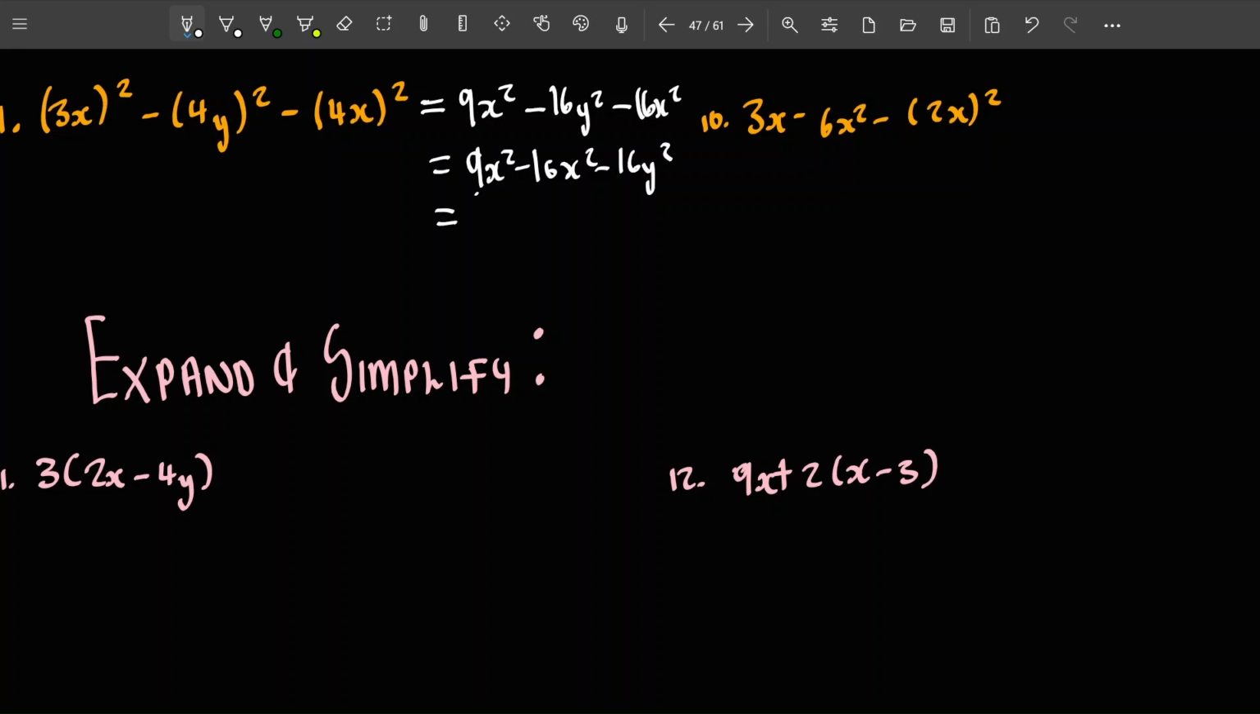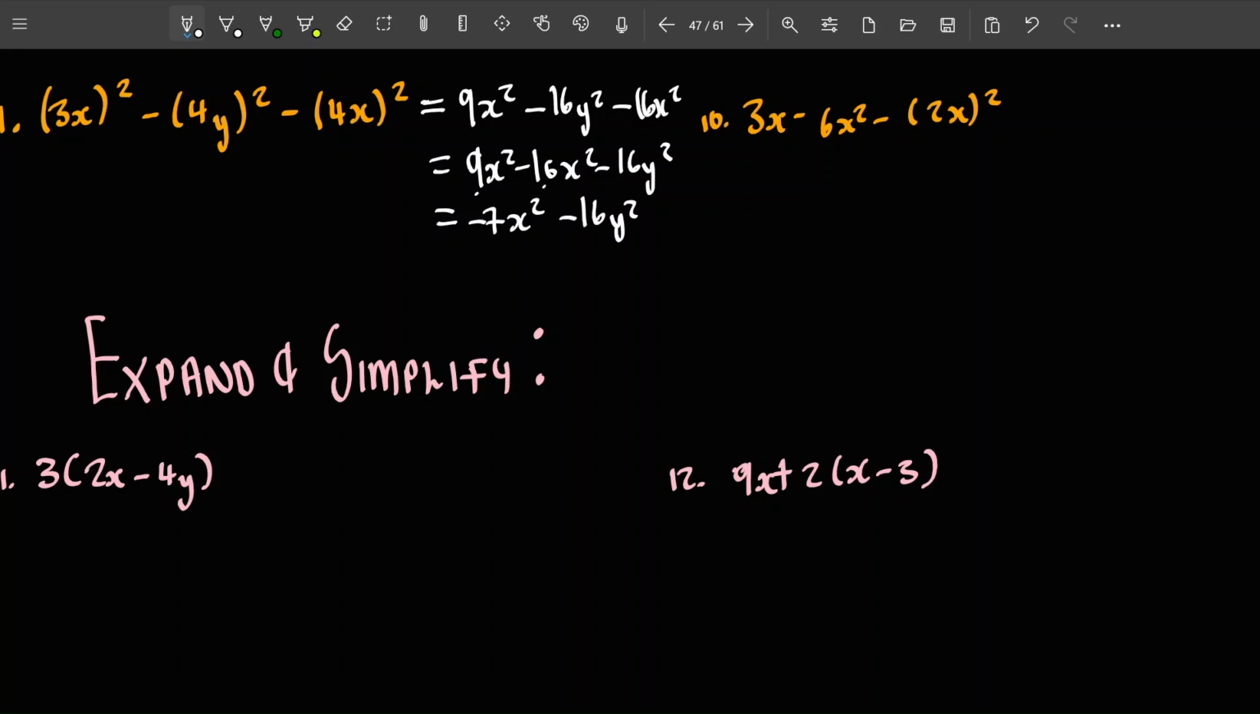What am I going to get here? 9 minus 16. I'll put that in the calculator. I must get negative 7 of what? Of x squared, then minus 16y squared. Done. Number 10. Let's see how it goes.